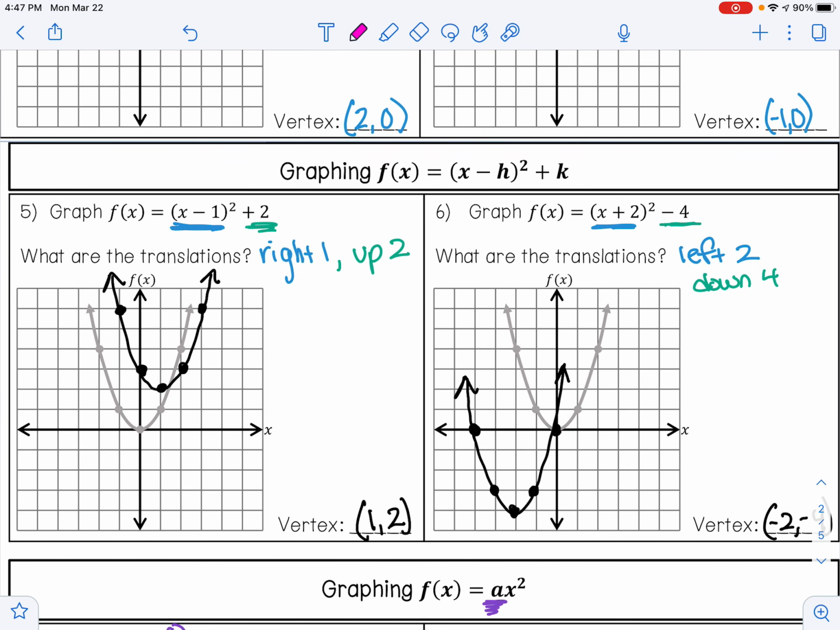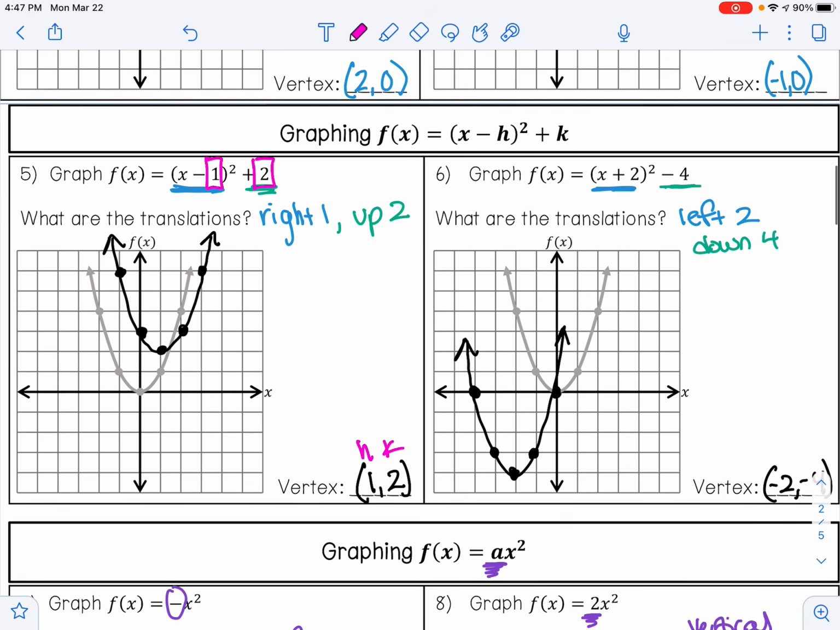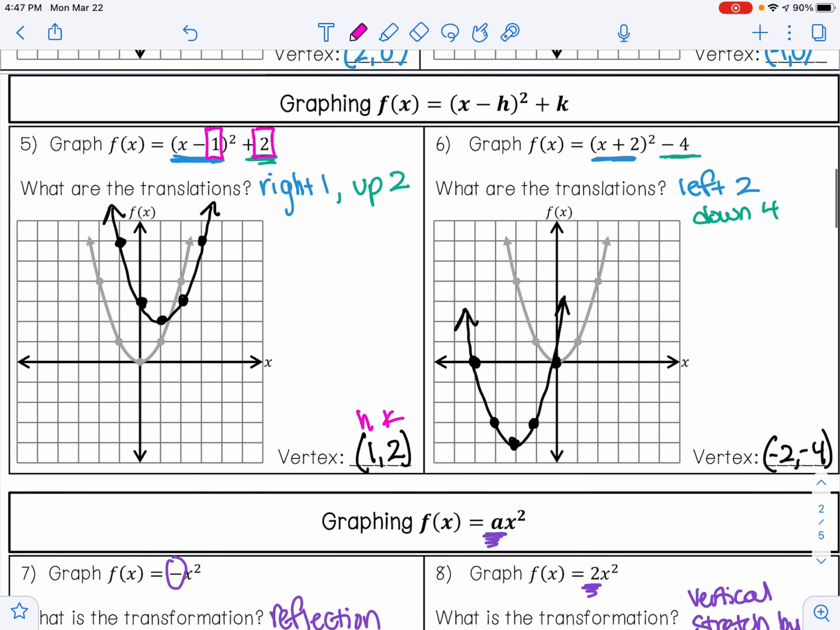So our vertex is (h, k) = (-1, 2). If we look at number 6, here our vertex is (h, k) = (2, -4). Because we're inside with x and our formula has a negative in it, that's why we have to change the sign of h. So you are always going to change the sign of h. So -1 becomes +1, and you're going to keep the sign of k. 2 stays 2.